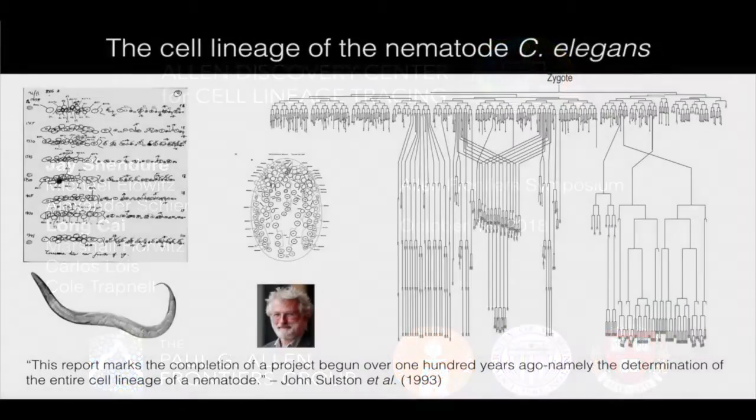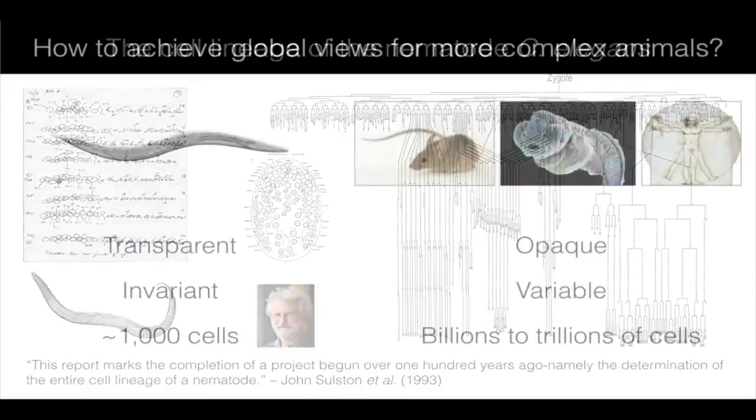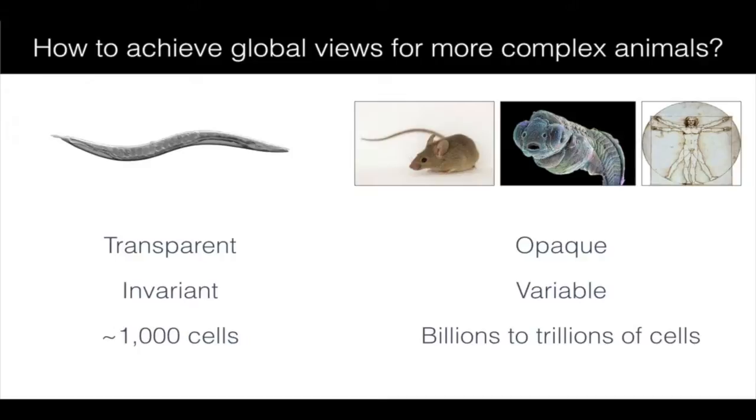So the problem we're trying to tackle is how to globally record cell lineage, and ideally everything that happens during the course of an organism's development. The only organism where we're close to this is, of course, C. elegans, famously mapped by John Sulston. But for basically every other organism, the challenge is much more difficult due to the lack of transparency, variable developmental outcomes, and simply the scale of the problem.